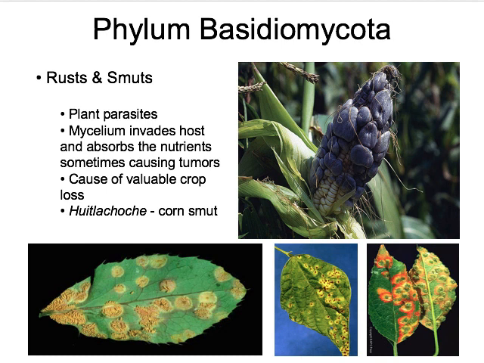Rusts and smuts are very common plant parasites, so very relevant for a botany course. The mycelium invades the host and absorbs the nutrients, sometimes causing tumors. This is a cause of lots of crop loss and crop destruction around the world. However, some of these smuts are actually considered a delicacy. For example, corn smut can actually be consumed.